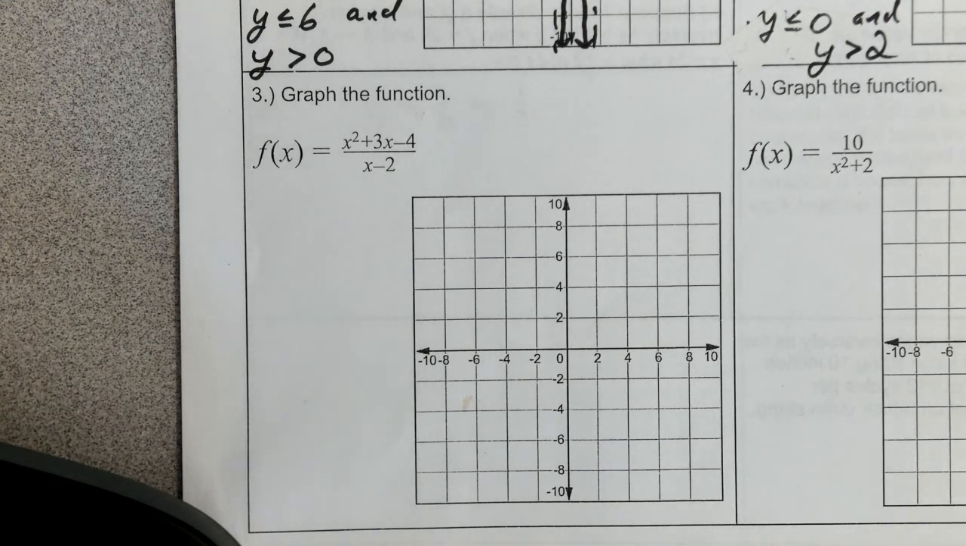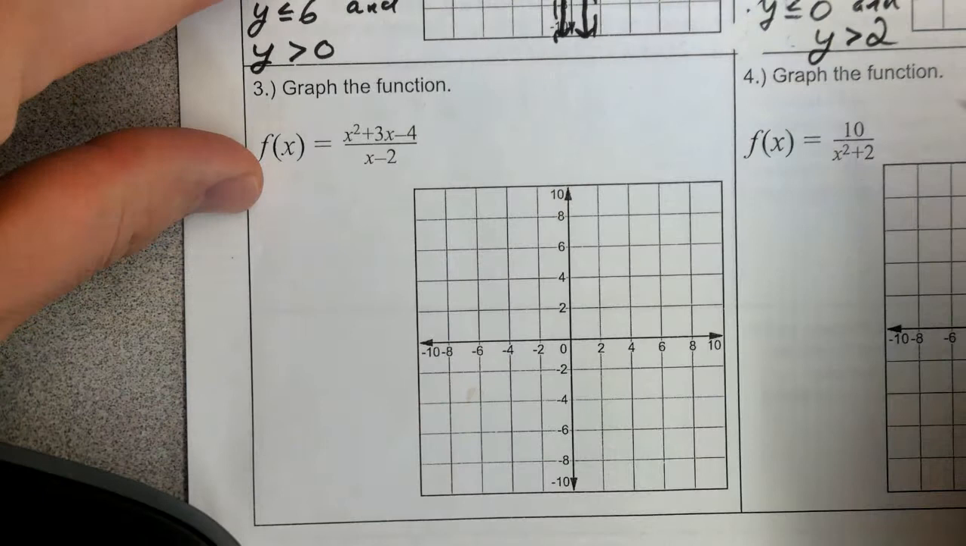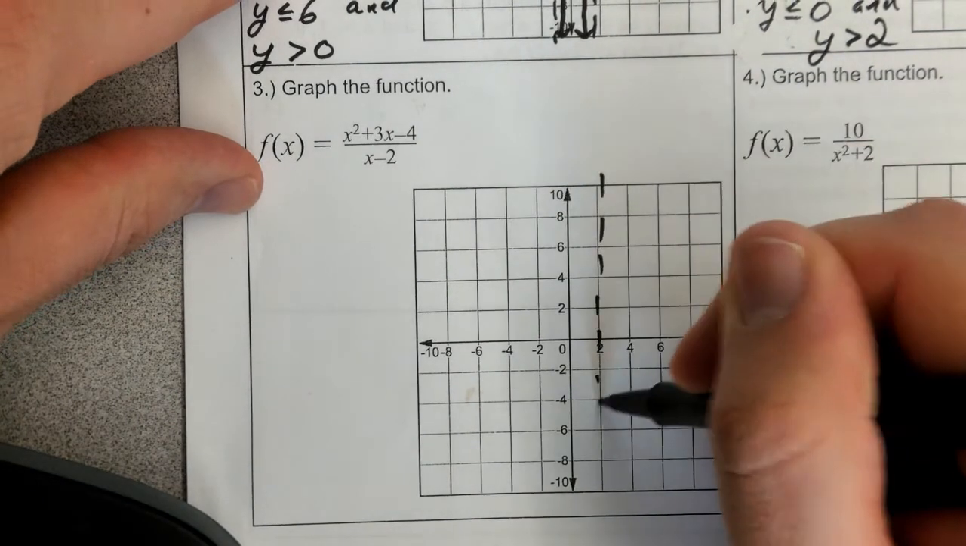Okay, so let's graph this. x squared plus 3x minus 4 over x minus 2. So when we put this in, you notice the degree on top is 2, and the degree on the bottom is 1. So we won't have a horizontal asymptote here. We have x squared plus 3x minus 4, all divided by x minus 2. Okay, and so we have a vertical asymptote at 2, because that's when the denominator is 0, so we sketch that in at 2.